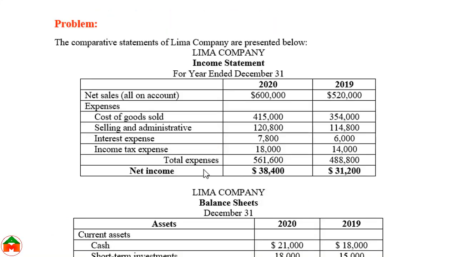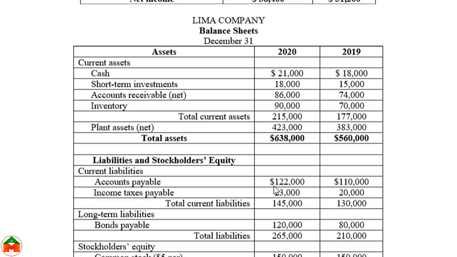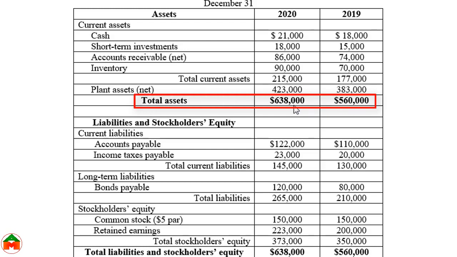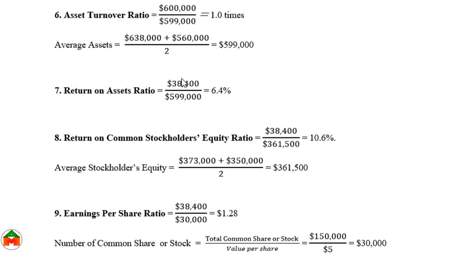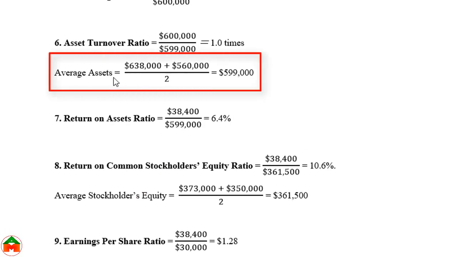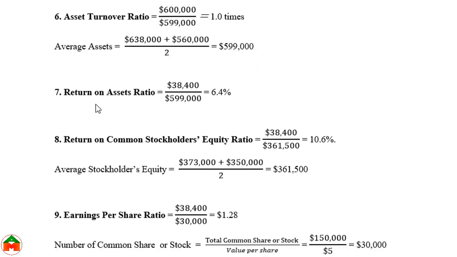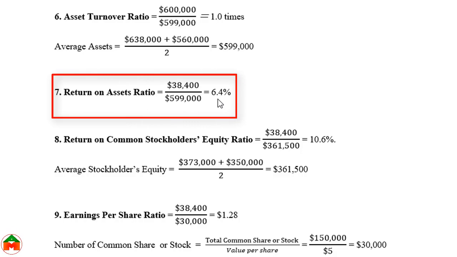So from the problem we can see the amount of net income is 38,400 and the total asset is 5,60,000 and 6,38,000. We need to get the average amount of total asset. Let's see the solution. Here you can see the calculation return on asset ratio. This is the 38,400 net income and 5,99,000. This is the average asset. We already know that we have calculated this average asset by applying this formula, opening and closing divided by 2. The return on asset ratio is 6.4%.